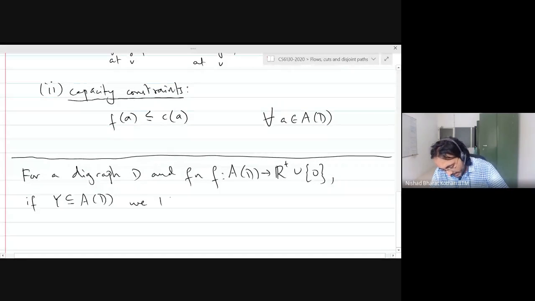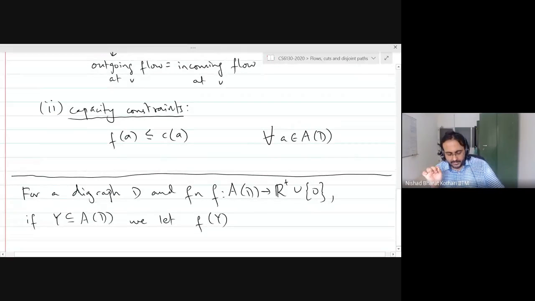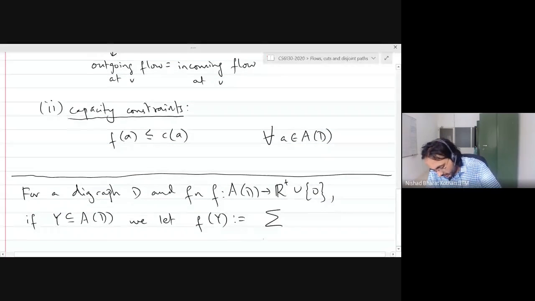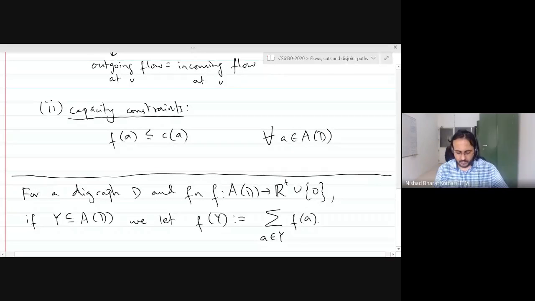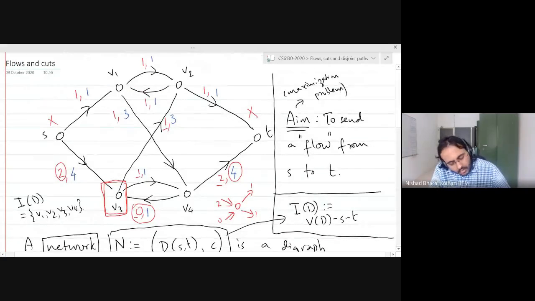we let f of y, notice that the function is defined for each arc, right? But now we are going to take a subset of the arcs, and we will define a function on the subset of the arcs by just summing up the values on each arc. So we let f of y equal to, you take all the arcs in the set and you sum up their function values. Okay? To give you an example, supposing I take these two arcs, 1 and let's say 2.